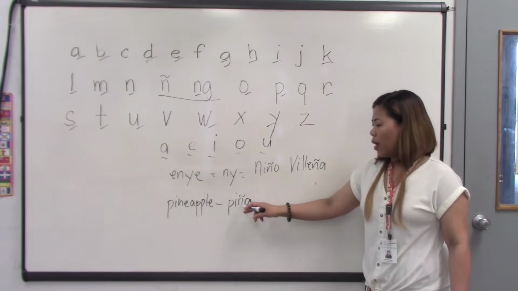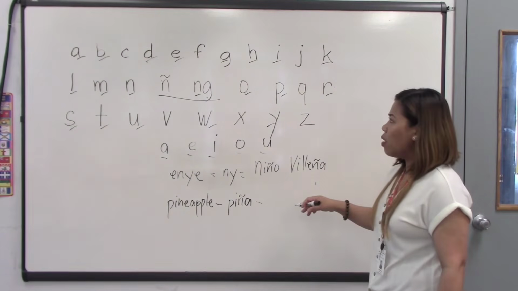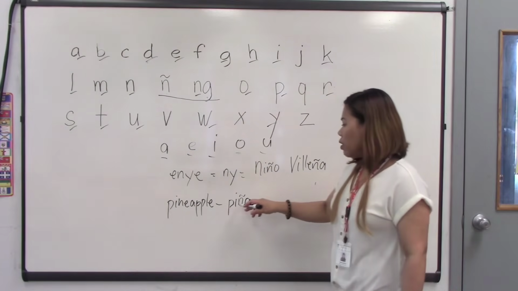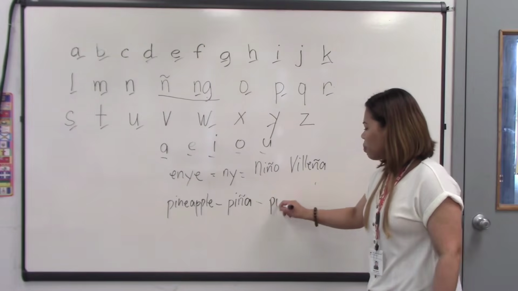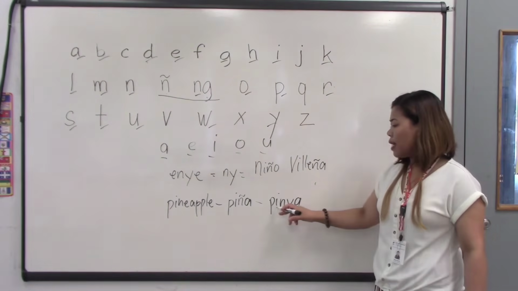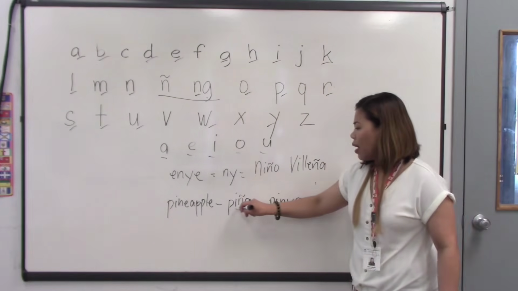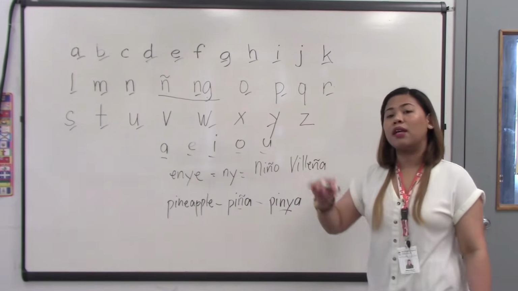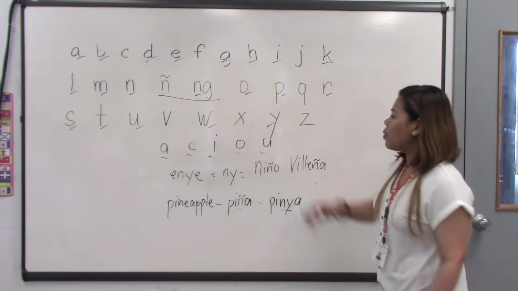Piña. So it's an Enye here, but in the current time, since we already adopted the English alphabet, we don't say piña anymore like this. We use this spelling, and this is our own. It's piña, P-I-N-Y-A. So we use N-Y instead of Enye. So Enye in today's time is only being used in the names of people and places. Okay? So let's go to NG.